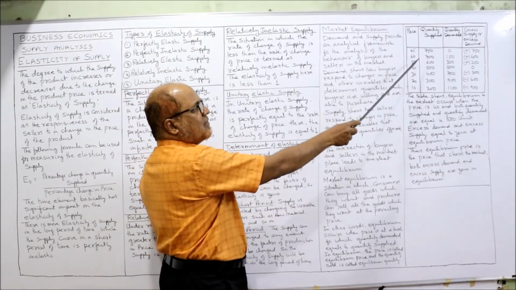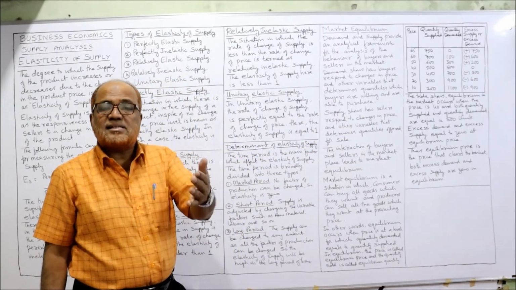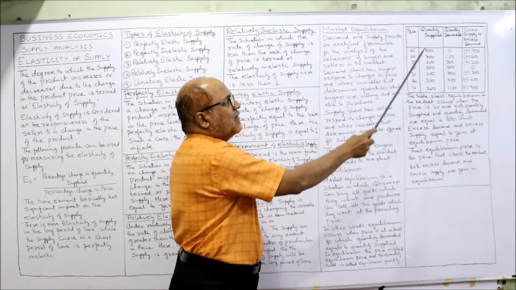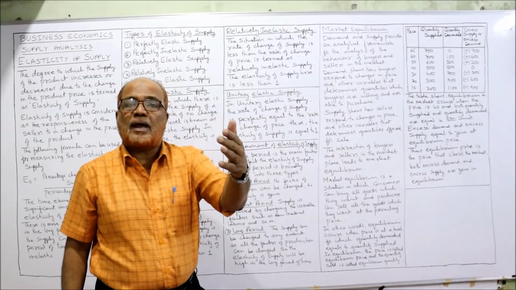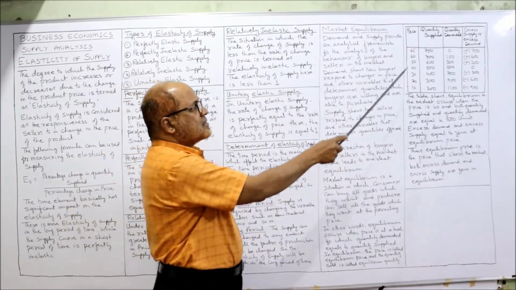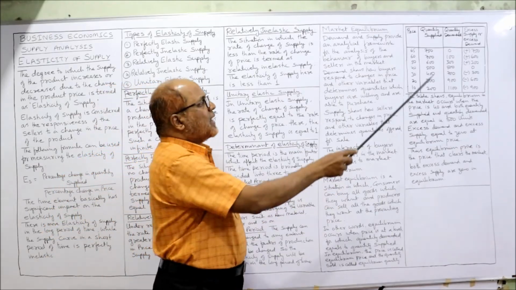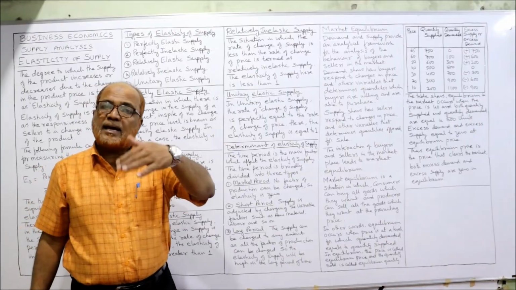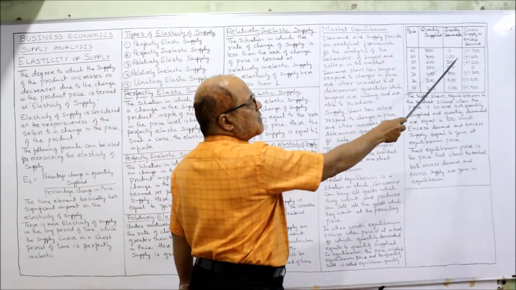So here supply is 750, demand is 0. So there is excess supply of 750. 750 minus 0 is plus 750. The market will have excess supply at the price of 65. When the price comes down to 60, the supply is 700, whereas demand is 100. Again, there is excess supply. 700 minus 100, 600 is the excess supply.